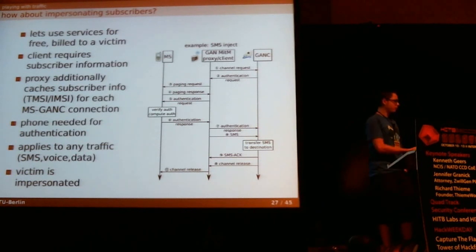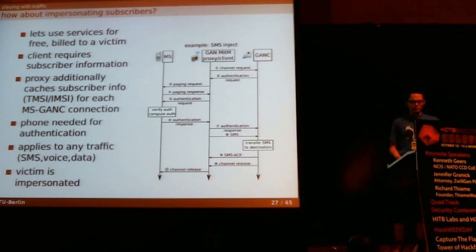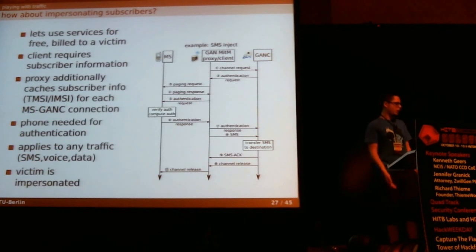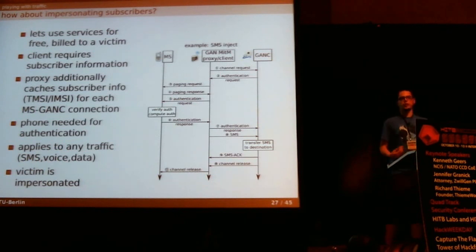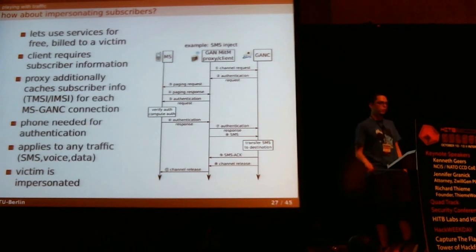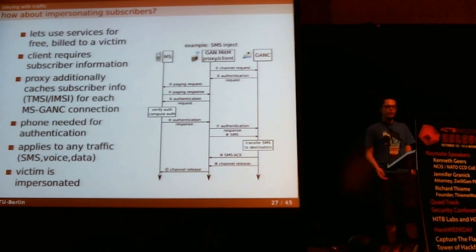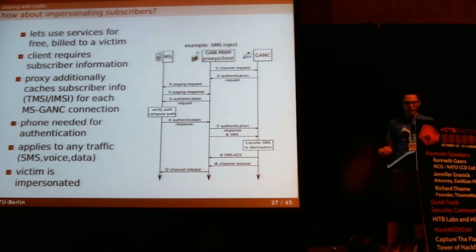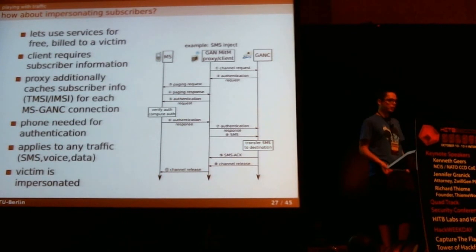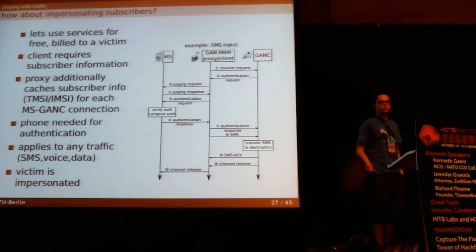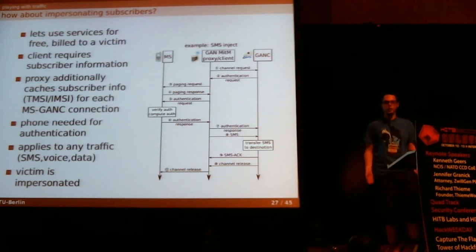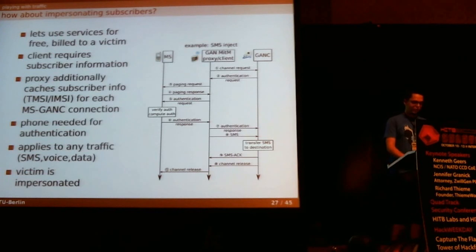So for the victim phone, there isn't any difference between getting this from the real network or from our proxy. So it will just happily answer this paging request. And afterwards, the proxy again asks the victim to authenticate itself to the network. And it can do that just by forwarding the authentication request that we originally received. And the phone again can't tell that this is a message that is coming from us. So it will just happily answer this authentication request, verify it, and reply with the correct answer. And after this point, we are fully authenticated as the victim. So whatever we can do is possible. We can inject SMS, we can do a free phone call, we can use any services and be authenticated.